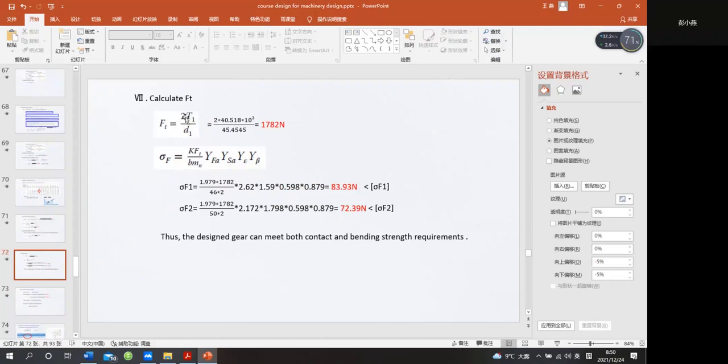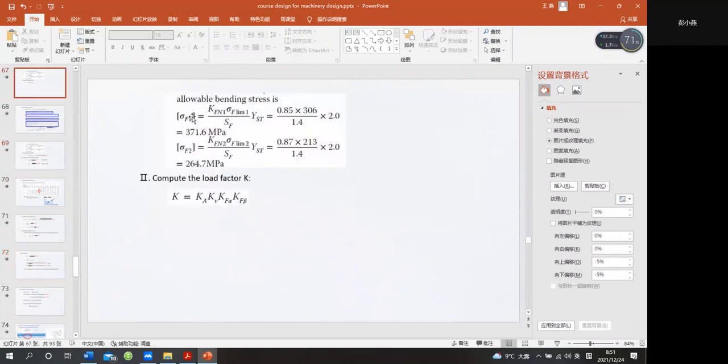Use this formula. We have loaded the T1, the torque for shaft 1, and we have modified the diameter D1, and then we calculate FT. And then we can calculate the bending stress. The K is the load factor; we have calculated the load factor for bending stress and the tangential force FT, and we have calculated the face width B and the module MN, and we load the values for YFA, YSA, Y epsilon, and Y beta. And we calculate the bending stress for GL1 and GL2 and compare with the allowable stress.